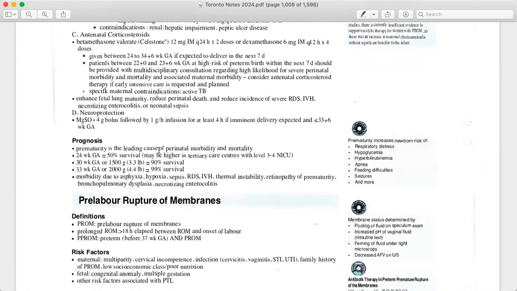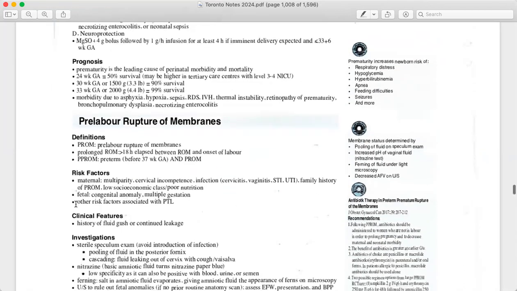Prematurity is the leading cause of perinatal morbidity. Pre-labor rupture of membrane, like PROM. In PROM, the timing is important. More than 18 hours elapsed between the PROM and the onset of labor, so this is a prolonged one. Preterm PROM is basically before 37 weeks, along with more than 18 hours having been spent after the rupture of the membrane.